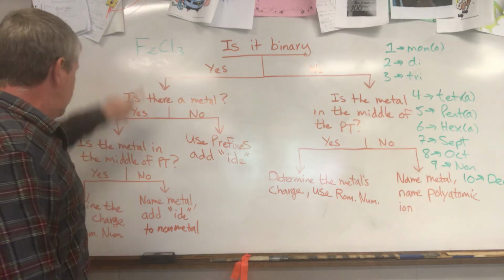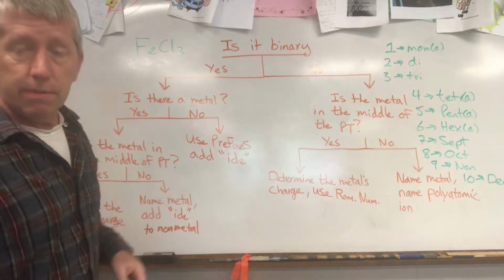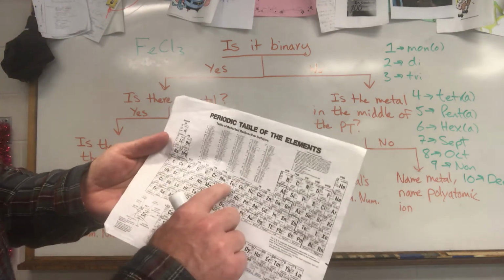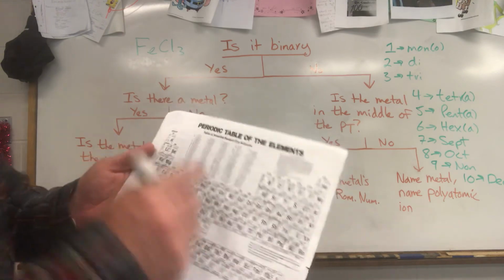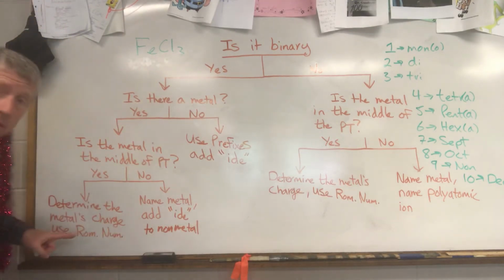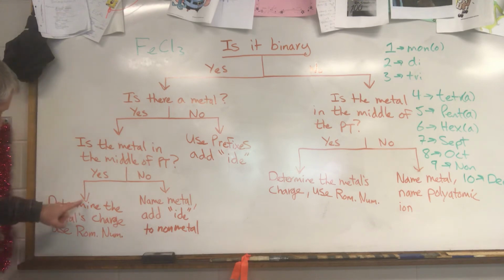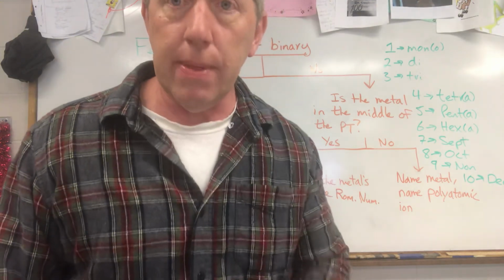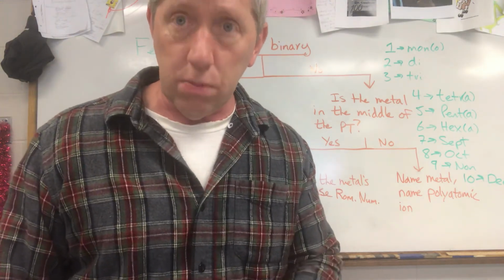Is the metal iron in the middle of the periodic table? Well, let's find out. Iron, iron, iron. Whoa, that's about as middle as you can get. That is in the middle of the periodic table. So the answer is yes. Okay, it says determine the metal's charge, use Roman numerals. What the heck does that mean? Determine the metal's charge and use Roman numerals.